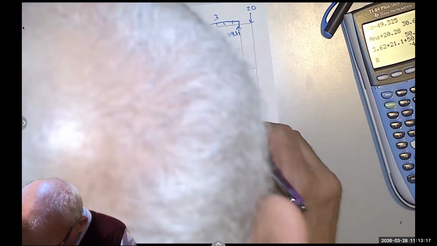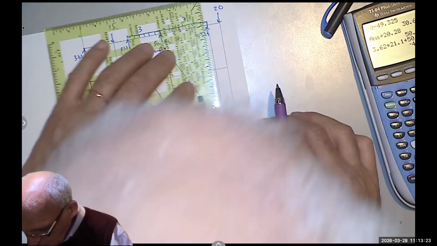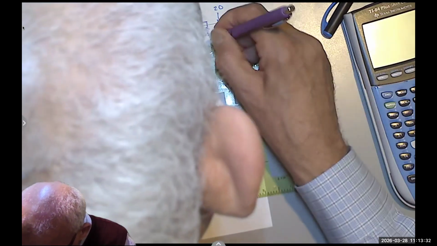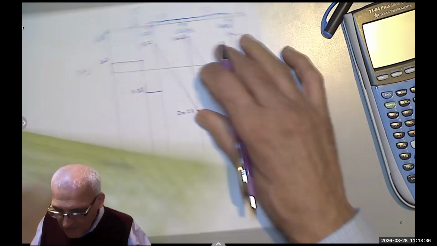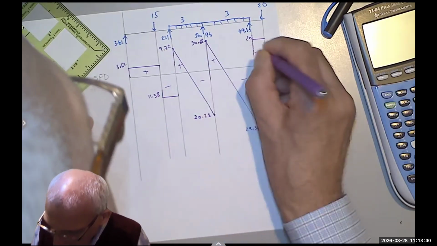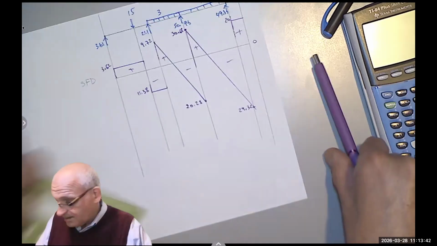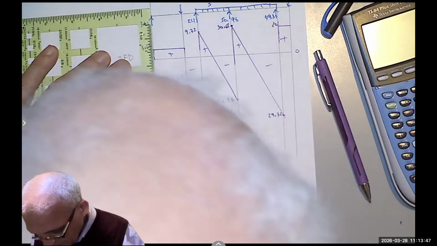What is that? 29.32. And then I go up 49.32 to exactly 20. Maybe say this is 20 and this is 0, positive, negative, positive, negative, positive, negative, positive. The bending moment diagram would be even worse.